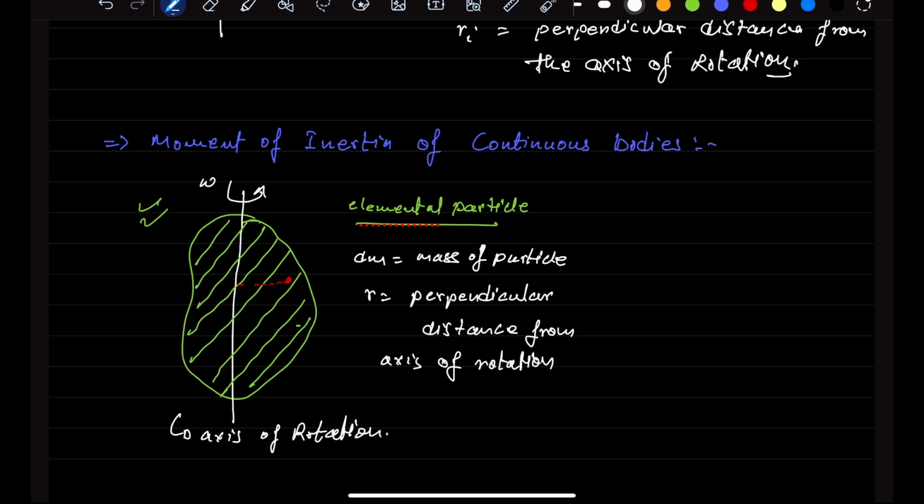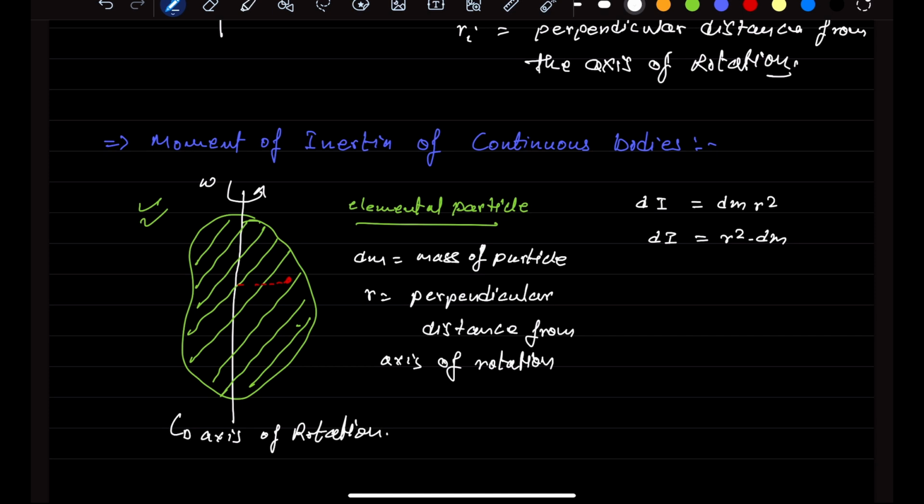Now just tell me, what is the moment of inertia of this particle? I'm just asking for this particle, this elemental mass. Just think and give me the answer. You will say, okay, dI is dm r square, or basically let's write it down, r square dm. Yes, so dI is r square dm. This is the inertia of this elemental mass.